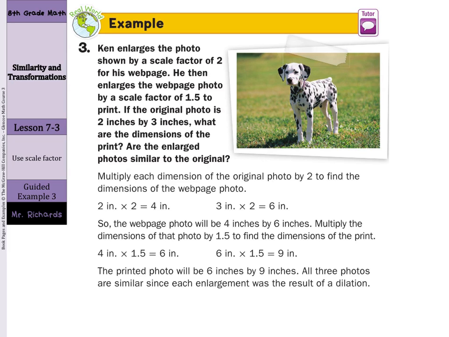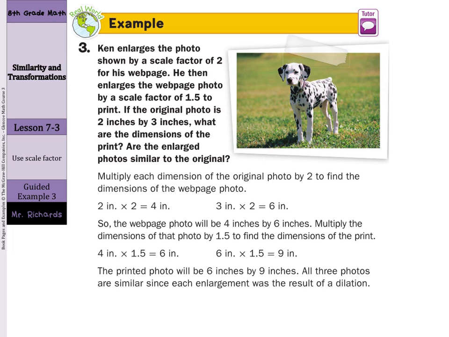Well, the first step is to take our original photo and multiply by the scale factor of 2 to find the dimensions of the website photo. So you could see here where we went 2 times 2 to get the 4, and the 3 times 2 to get the 6, since our original dimensions were 2 by 3. So our new dimensions are 4 by 6. So the website photo will be 4 inches by 6 inches.